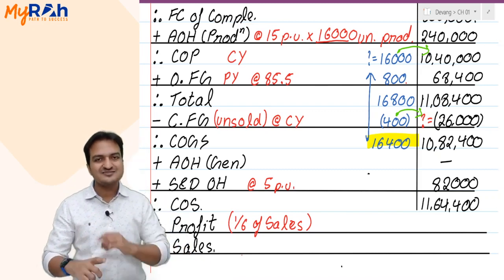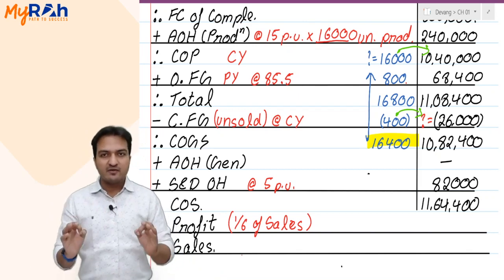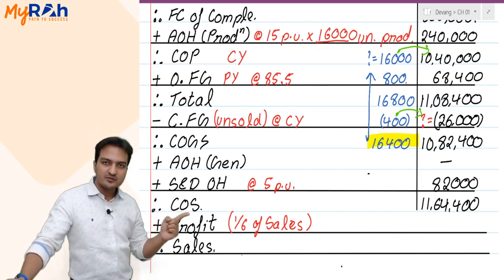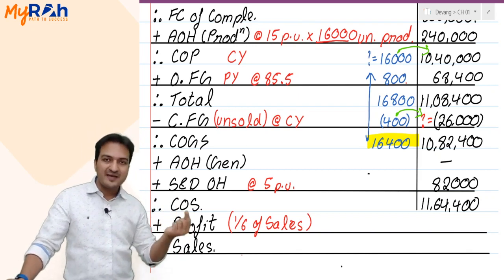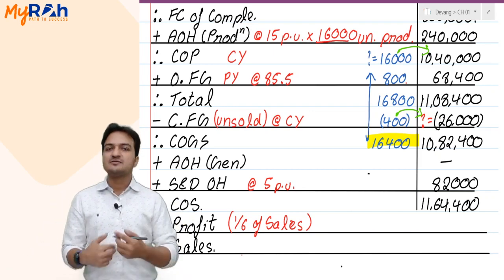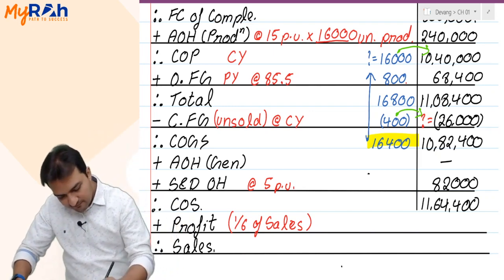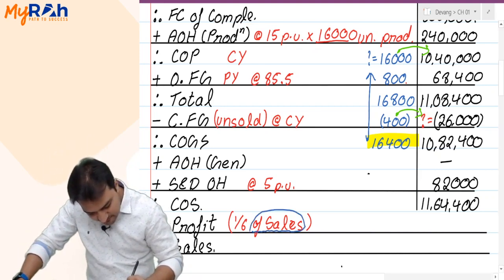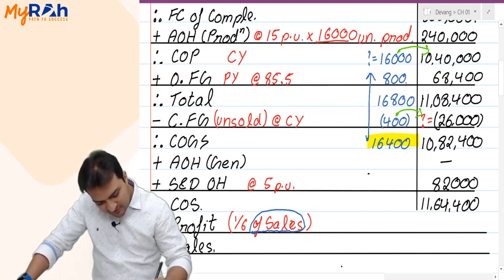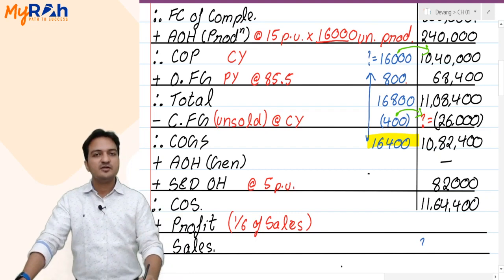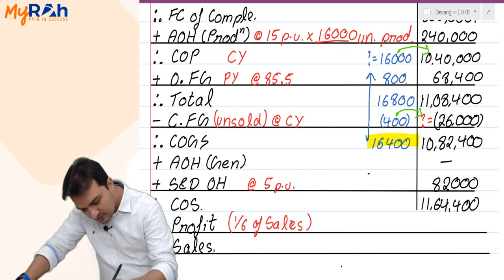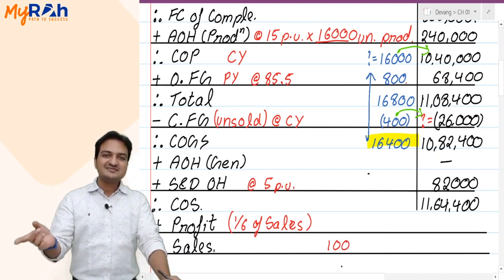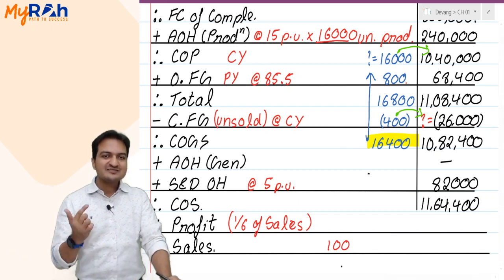It is not as such different, it is just a different way of looking at the method. This is the method I need you to follow every time you have such profit. Listen to my words: the situation is that profit is given based on sales, but the sales is missing. Then you start by assuming sales as 100. If the sales is assumed as 100, the profit is 1/6 of sales.